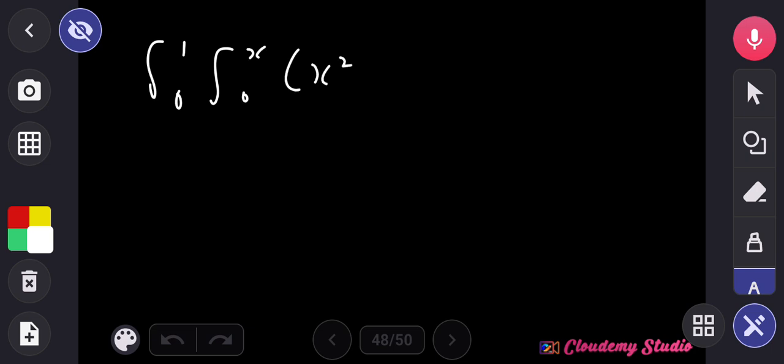In this video, we are going to be talking about the double definite integral. How do we solve a double definite integral? Let's take an example. We have a question like the integral from 0 to 1, integral from 0 to x of x squared plus y squared dy dx. In this case, how are we going to go about this?